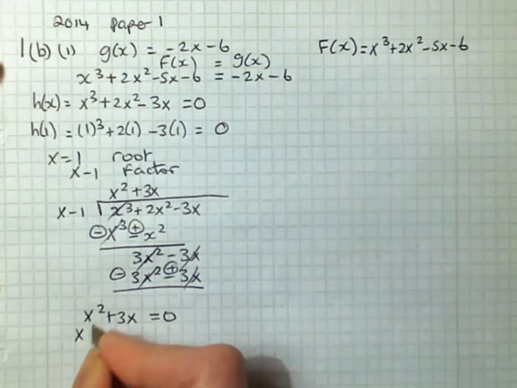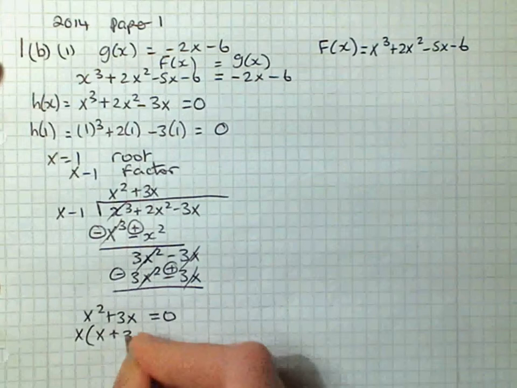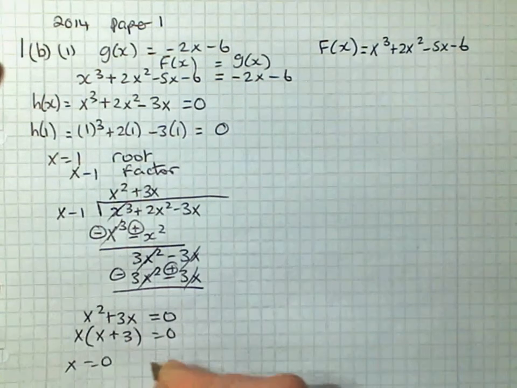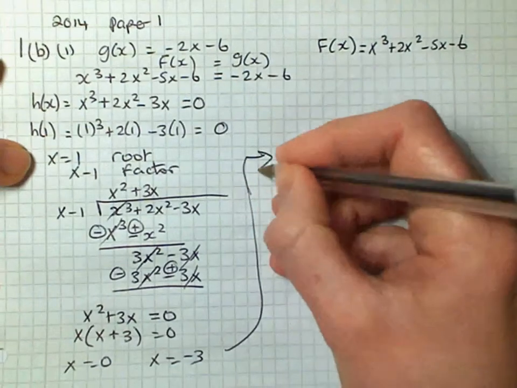So let's solve it. We'll factorize it, take out what's common, x, and we're left with x plus 3 equal to 0. So x is equal to 0 and x is equal to minus 3.